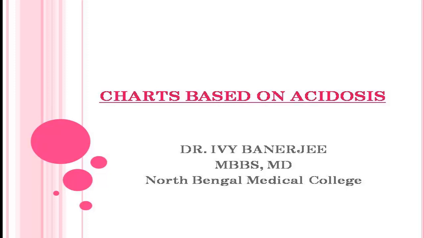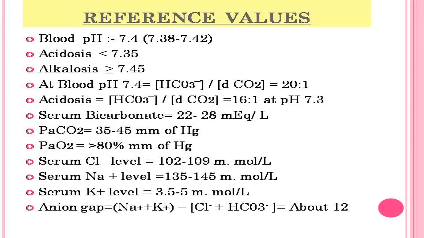Today we will be talking about the charts based on acidosis. Next slide. At first, look at the reference values of some important parameters which are very important in assessment of acid-base disturbances. First of all, that is the blood pH, which is around 7.4, and the range is 7.38 to 7.42. And the patient is suffering from acidosis when his or her blood pH is below 7.35, and in case of alkalosis the blood pH will be 7.45 or above.